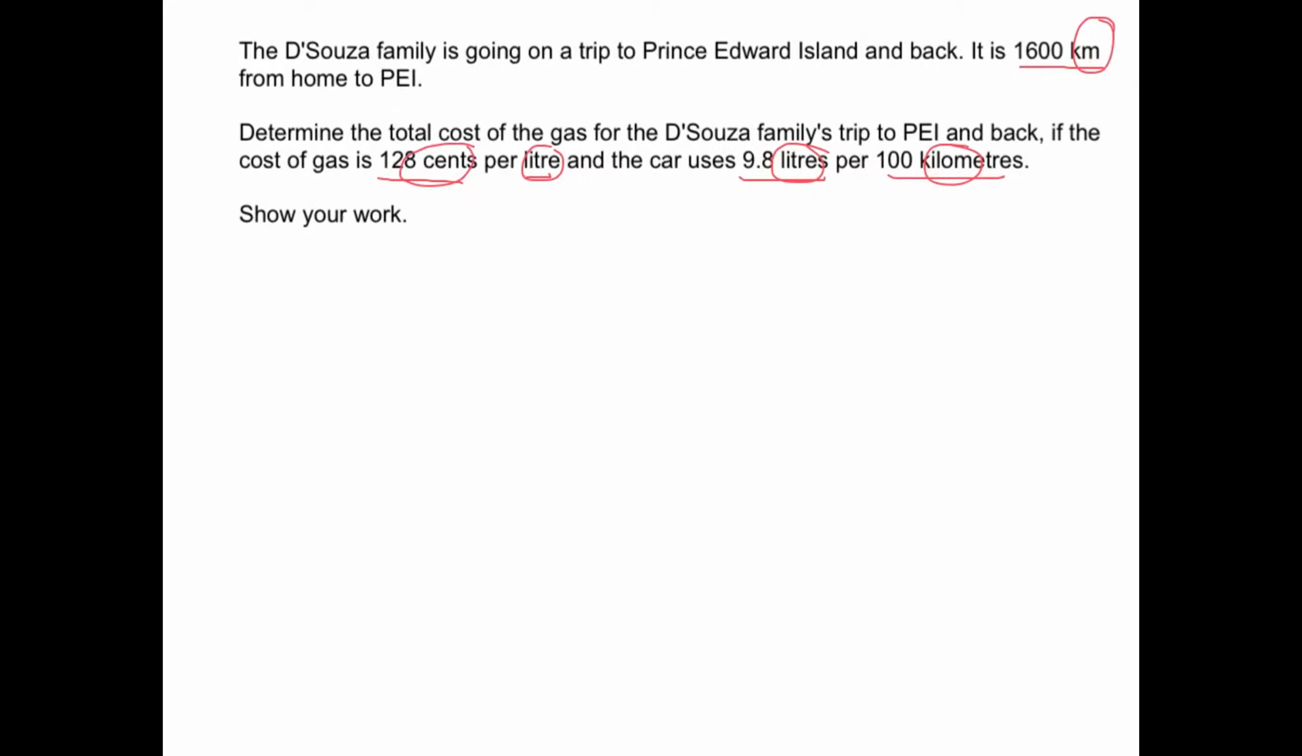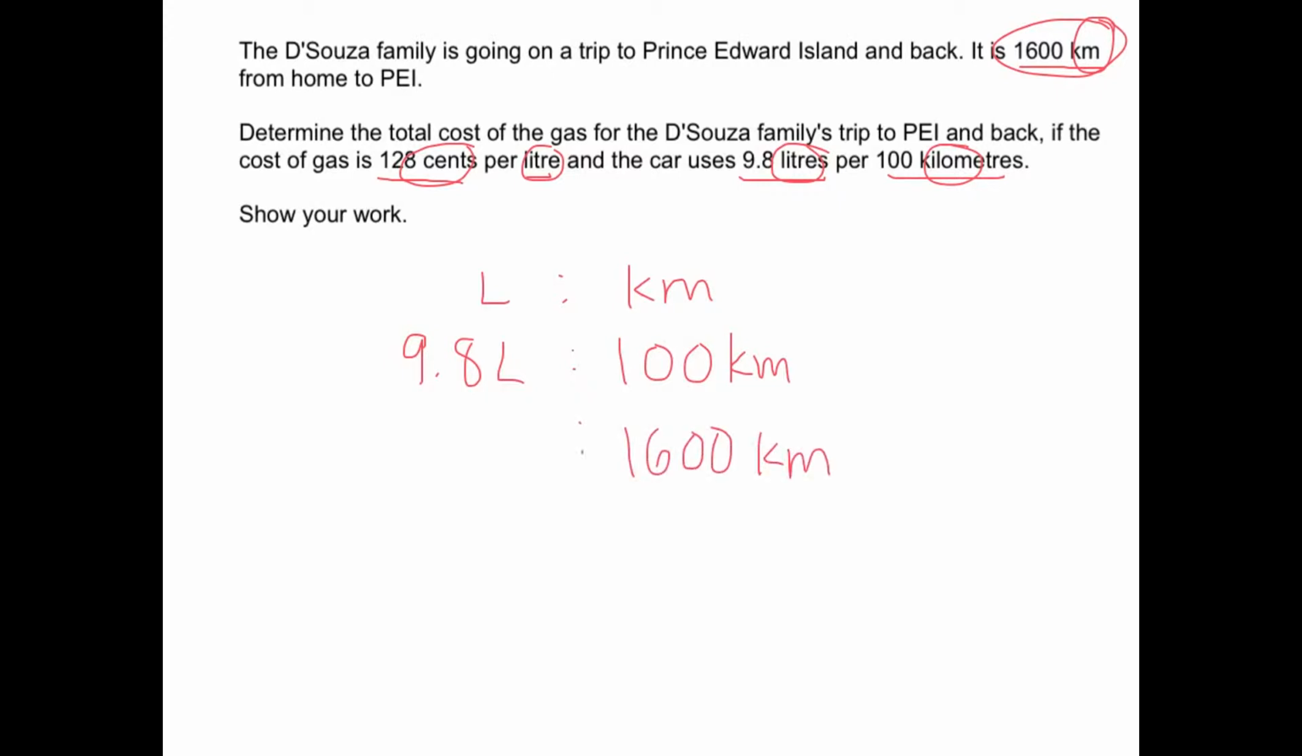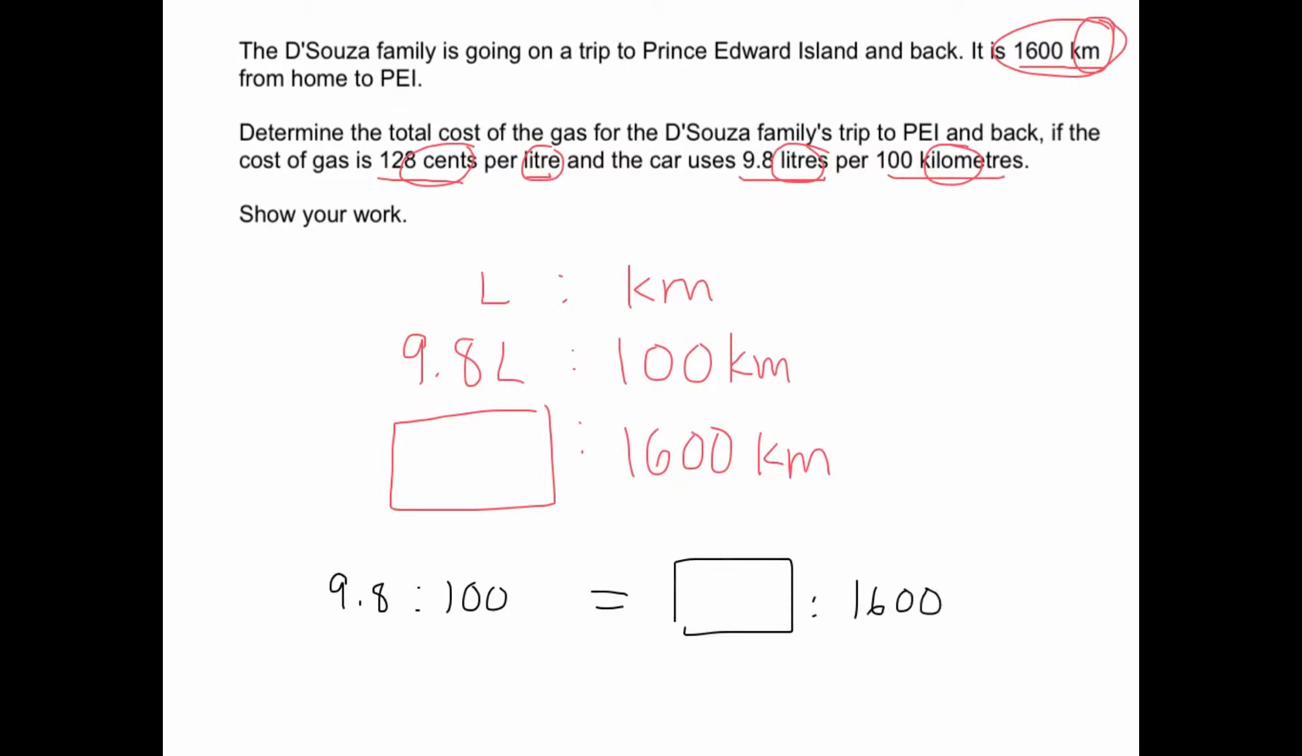So let's start by looking at the relationship between liters and kilometers. For every 9.8 liters, the car travels 100 kilometers. Where else did you see the unit kilometers? That's right, 1,600 kilometers is the total distance they travel one way. So let's write 1,600 kilometers in our ratio. Do we know how many liters the car uses for every 1,600 kilometers? No, but we know that there's going to be a relationship between these two quantities. 9.8 to 100 is equal to something to 1,600.